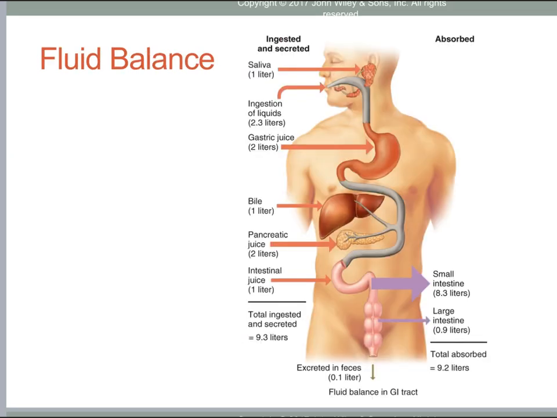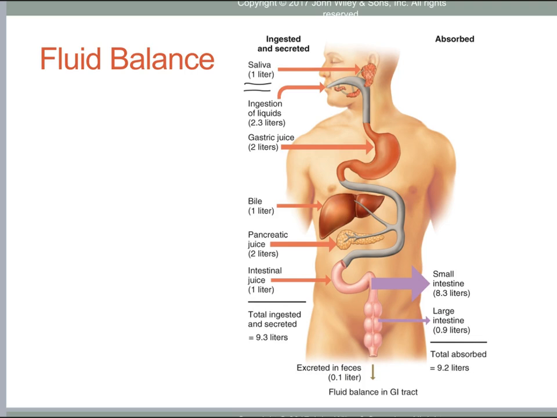Fluid balance. We don't realize how much fluid is really being absorbed through our digestive tract based on what's being ingested as well as being secreted. So let's start at the top and work our way to the bottom, and we'll put a percentage and number to exactly how much is being ingested versus absorbed and released or excreted in our feces. So we start right here in our mouth. Our salivary glands produce about 1 liter of saliva a day.